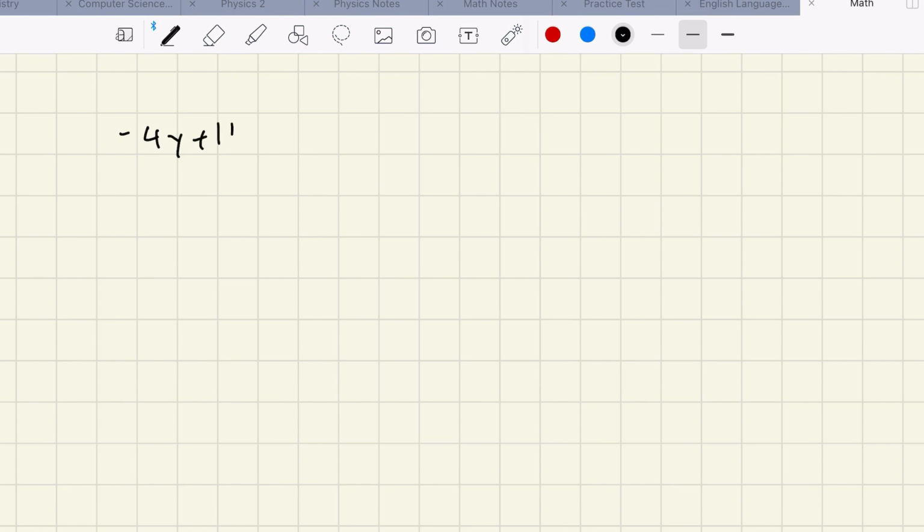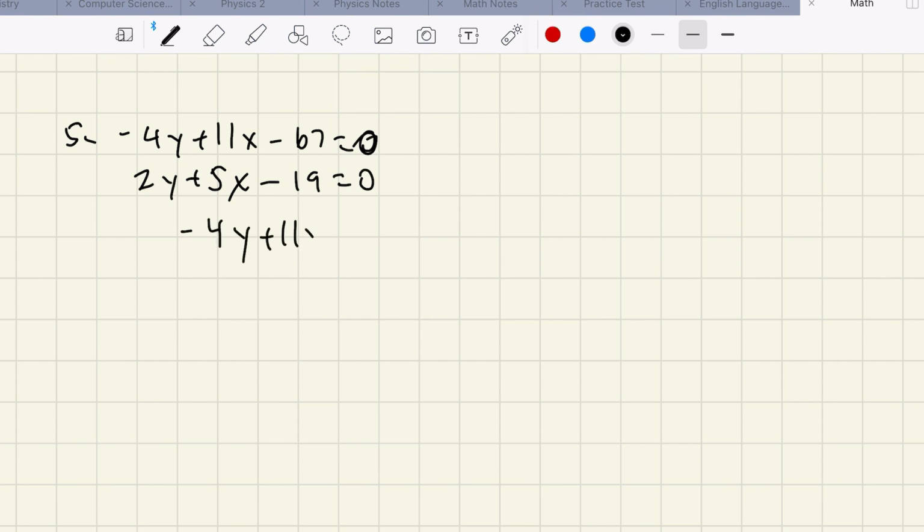Negative 4y plus 11x minus 67 equals 0, and 2y plus 5x minus 19 equals 0. Now, what you notice here that's different is that the constants, 67 and 19, are on the same side of the equation as the variables. That is okay, but I would recommend moving the variables to one side and the constant to the other side, because it's simpler to see and solve, and you won't make as many mistakes. So turn this into negative 4y plus 11x equals 67, and 2y plus 5x equals 19.